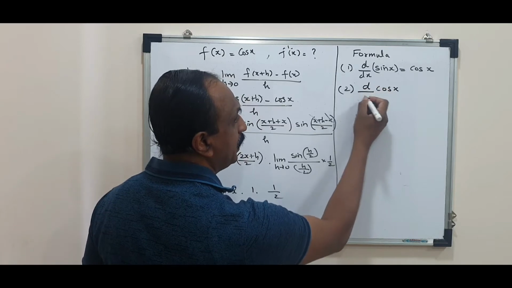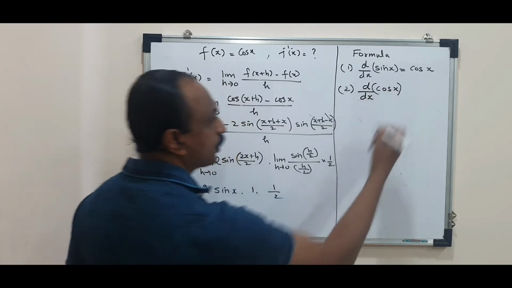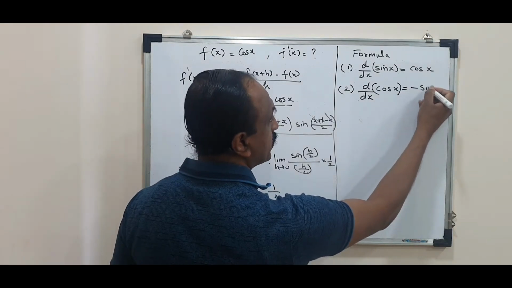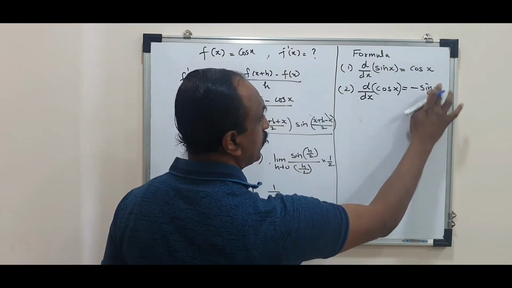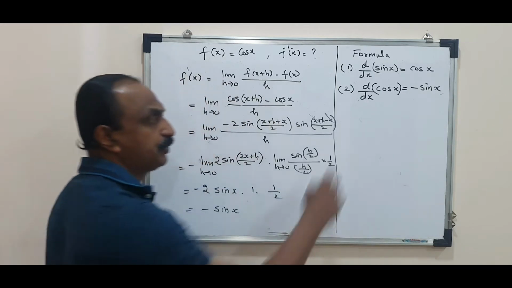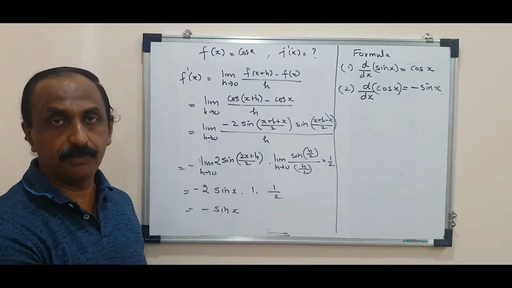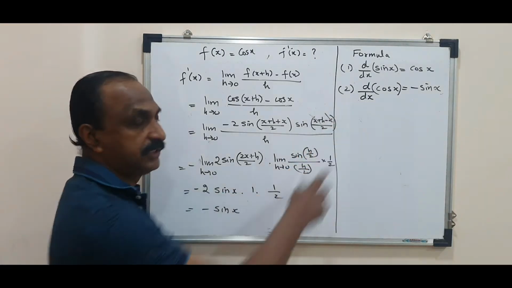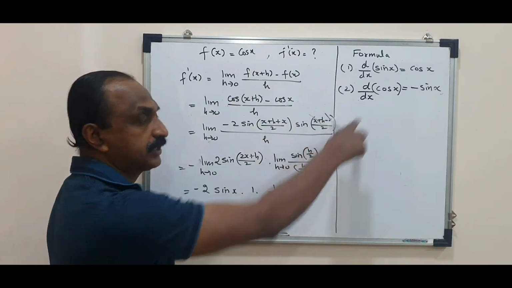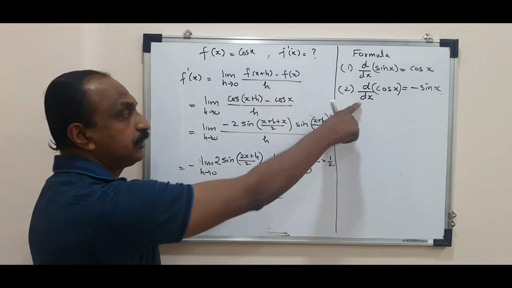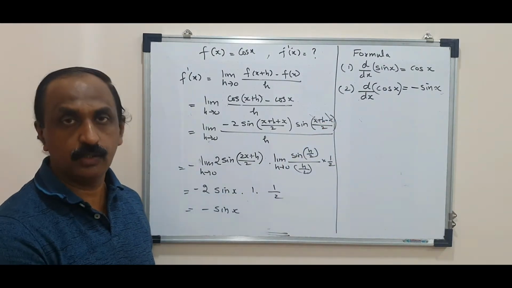So what will I write? d by dx of cos x. The derivative of cos x is minus sin x. We will be using this notation all the time. The other notation is very rarely used, only for derivation purposes. But as far as the derivative is concerned, we will always use d by dx to denote the derivative of a function. It is easier to write and we can do the operation fast.